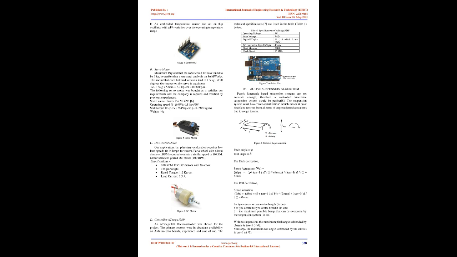MPU 6050 is an Inertial Measurement Unit, IMU, an electronic device that measures and reports a body's velocity, orientation, and gravitational forces, using a combination of accelerometers, gyroscopes, and magnetometers. The main purpose of an IMU in our project is to get the absolute angular orientation of the chassis.